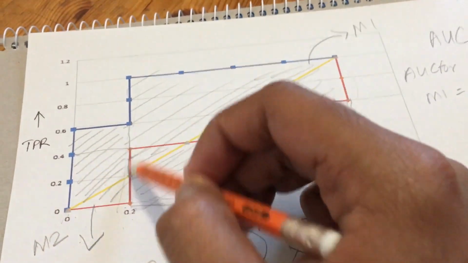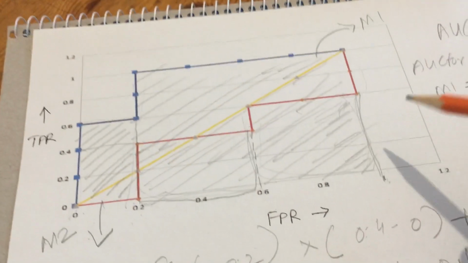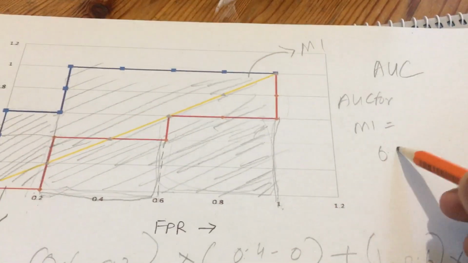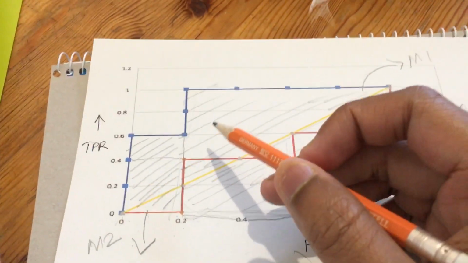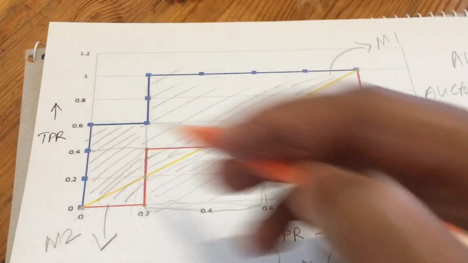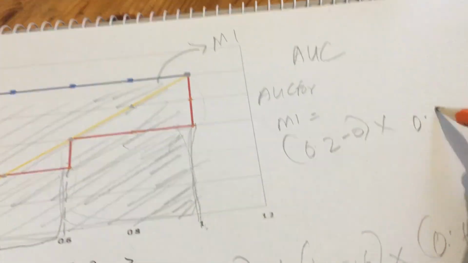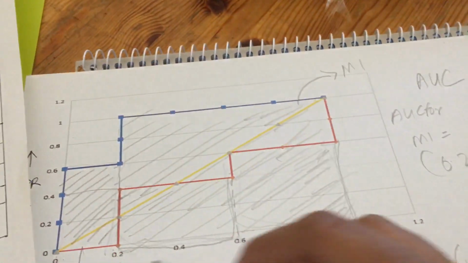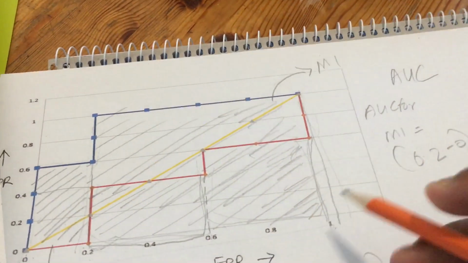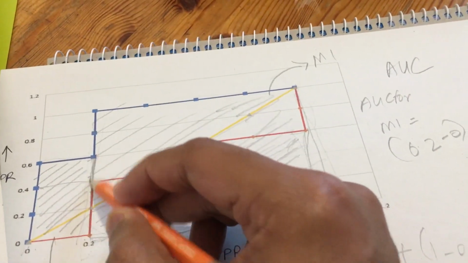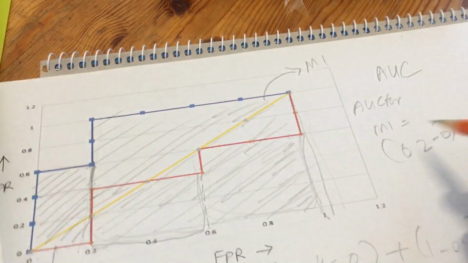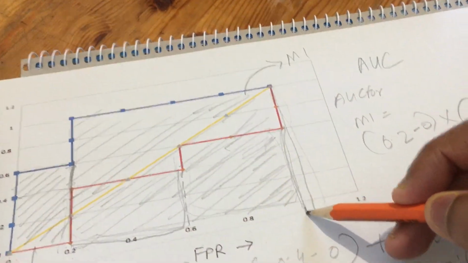In a rectangle, opposite sides are equal. So we have 0.2 minus 0, that is the length, and for the breadth we have this one, that is 0.6 minus 0. Next rectangle is this big rectangle. This big rectangle spans from 1 to 0.2. This is the cutting point, so we just draw a construction line here and a construction line here.